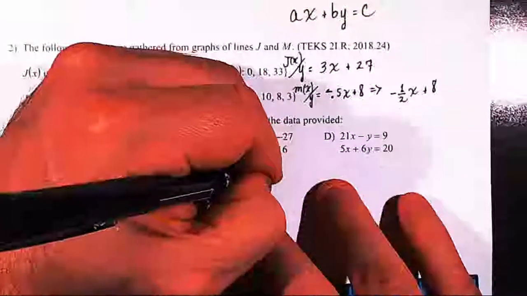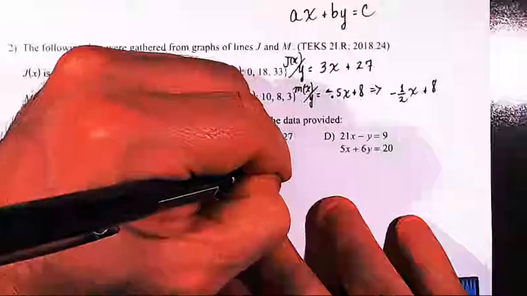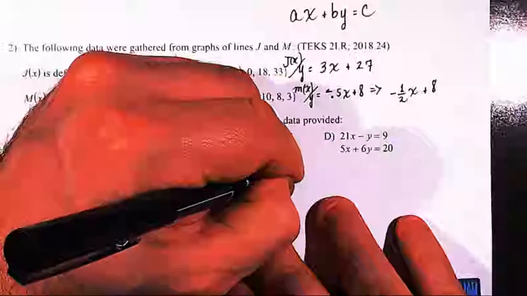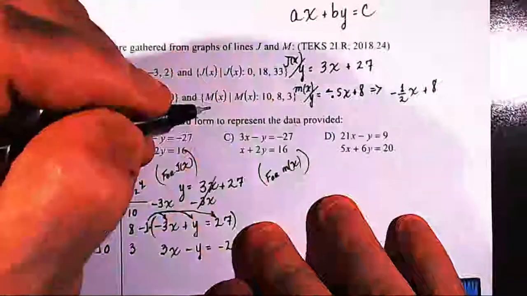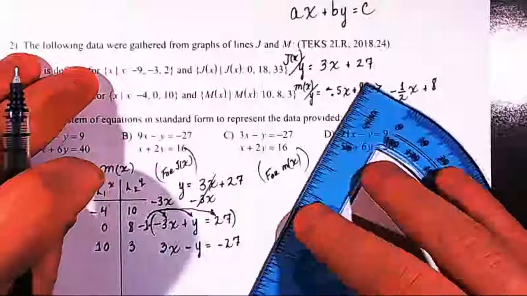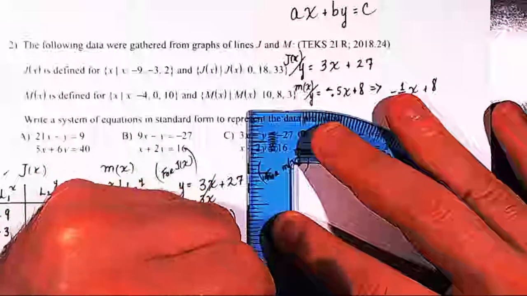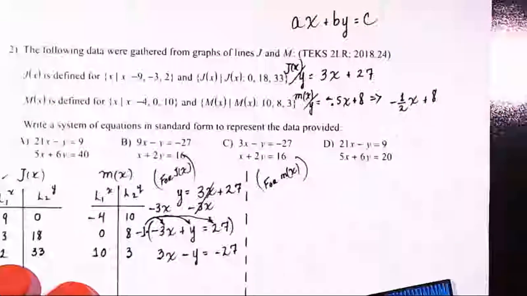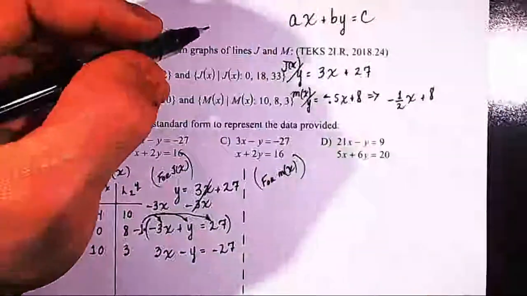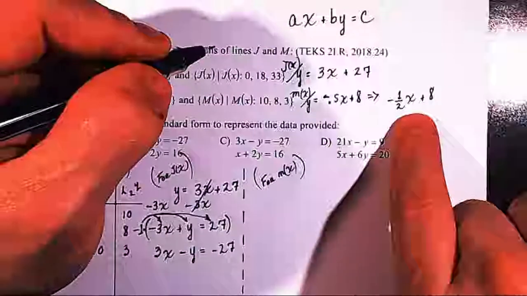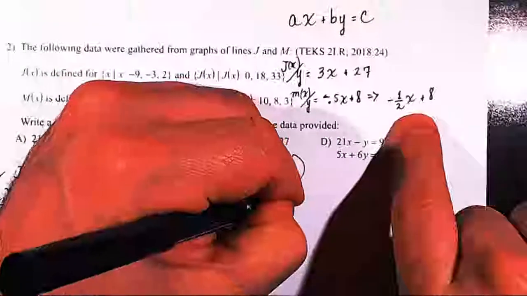Now we need to do the same thing for M of X. I'll even demarcate a little just so we know that it's a different setup here. We're going to write this down. Y equals -1/2 x plus 8.